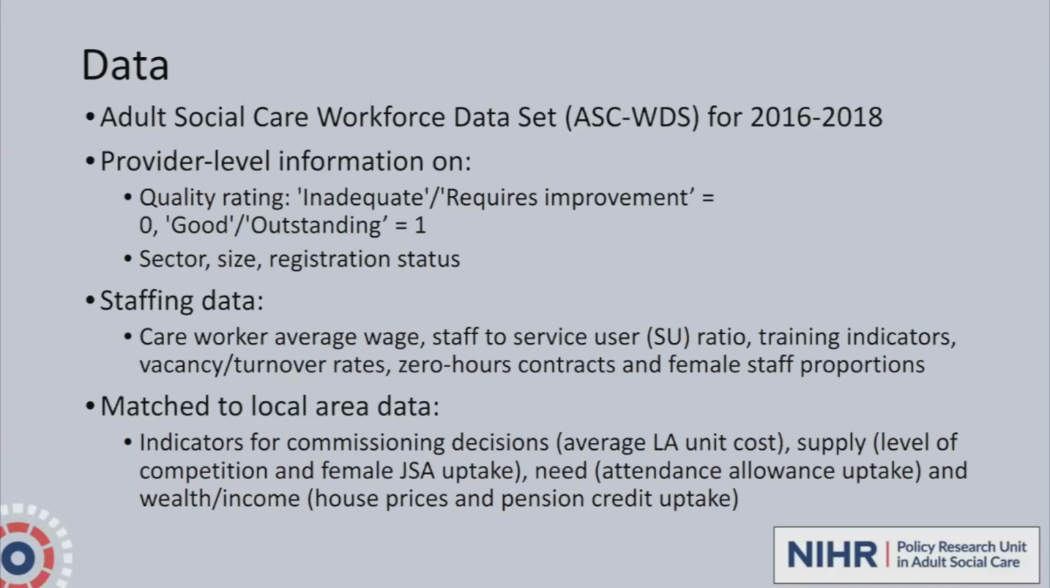And that includes data for over 3,750 home care providers, and at least 1,100 of those are seen across all 3 waves. So we've got good representation. The adult social care workforce data set is a voluntary submission of data by social care providers, and it covers about 50% of the national.